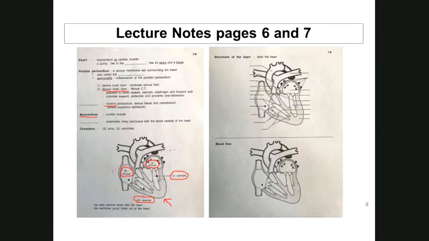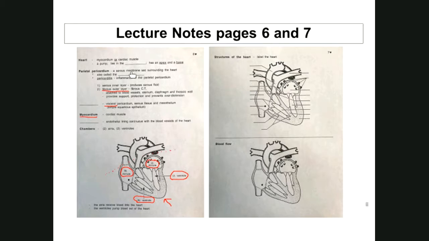All right, here is your lecture, part of your cardiovascular system. This is the first part on the heart. So get your notes out, and you'll notice that I put in a couple extra pages. These are pages that you did not have in your notes. All right, so let's go through this first page on the left here.